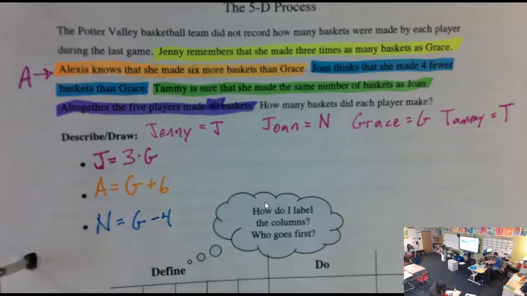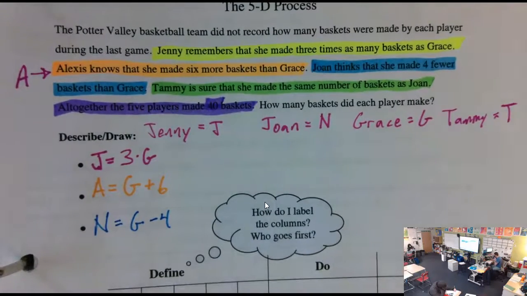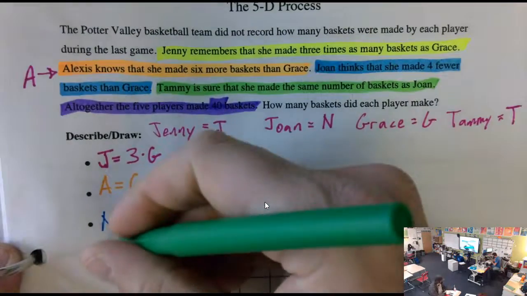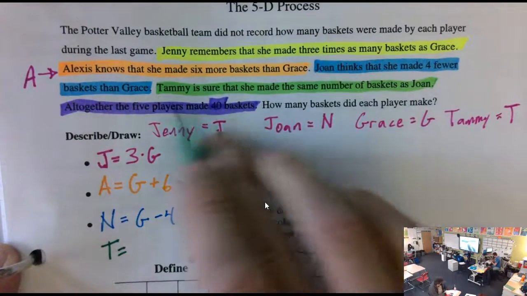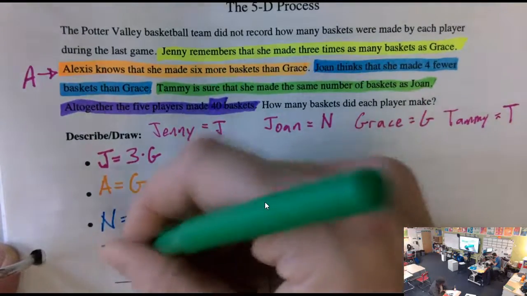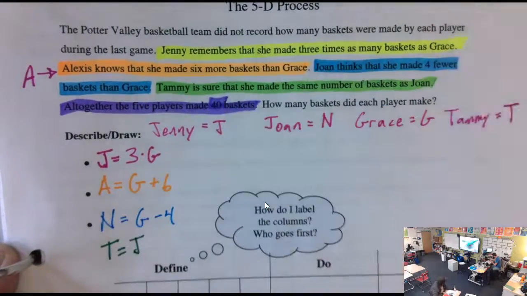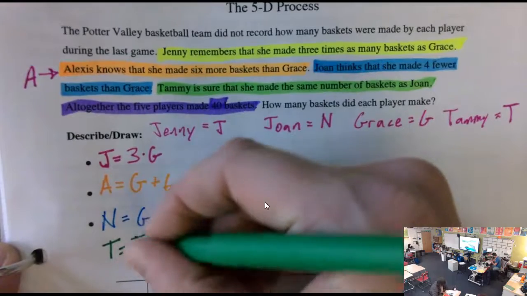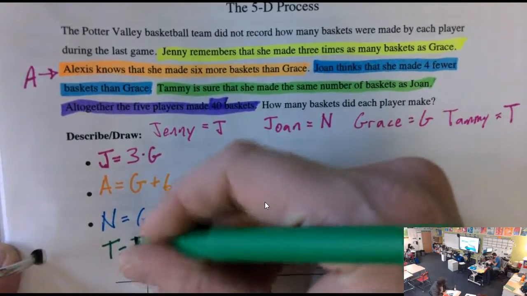Isabella, what could I write for Tammy? You're all good. No worries. Kylie, what can we write for Tammy? T equals, yeah, J, right? Because same as Joan. Crap, Joan was N. You're right. Keep your variables straight.